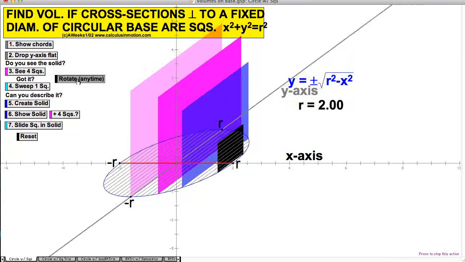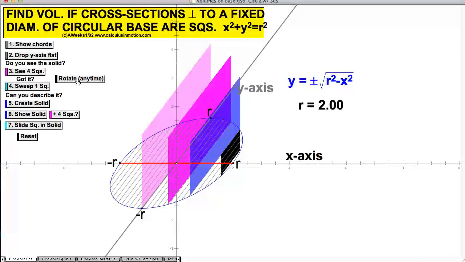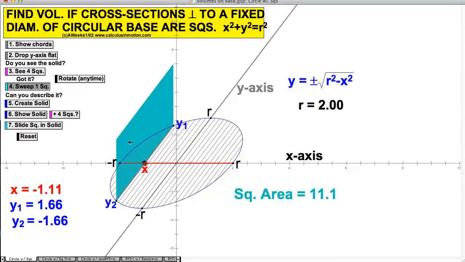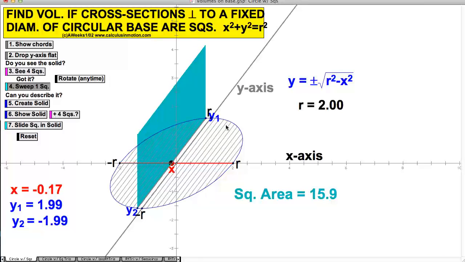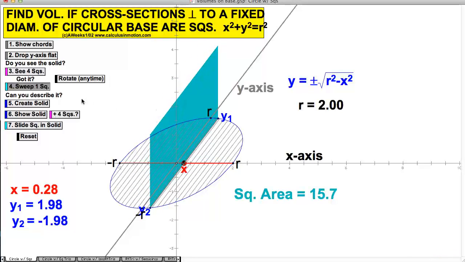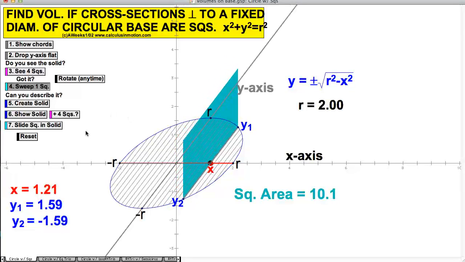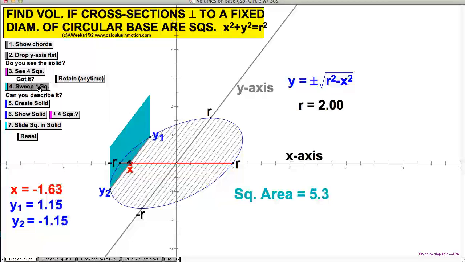I'm going to rotate this a little bit so you can see where those four squares are, and then I can also sweep it so you can see how the square size changes as it goes through the circle from left to right. Can you guys describe what the solid would look like? It's kind of hard to see here. Okay, I'm going to stop the sweeping.